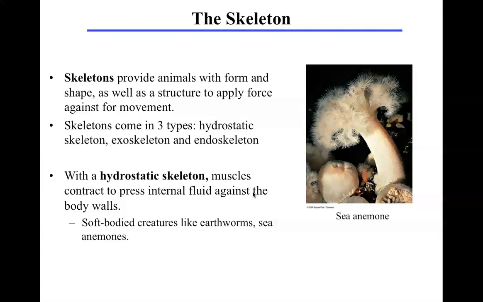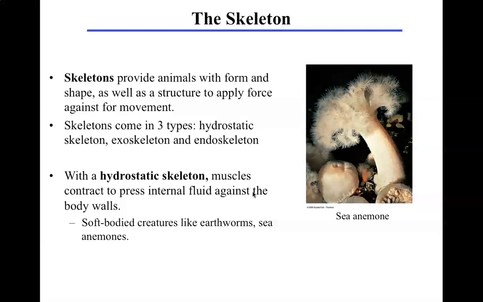So skeletons provide animals with form and shape, so they help them maintain their three-dimensional shape, and skeletons also allow for places for muscles to attach so that organisms can move. There are three types of skeletons: hydrostatic skeletons, exoskeletons, and endoskeletons. The first one you've probably never heard of before. It's called a hydrostatic skeleton.